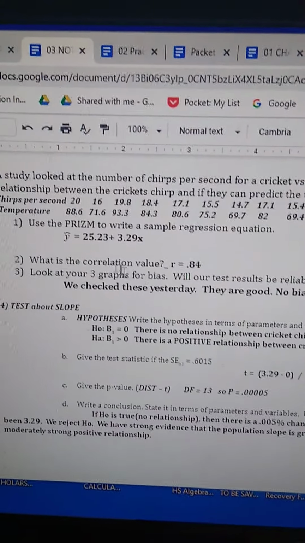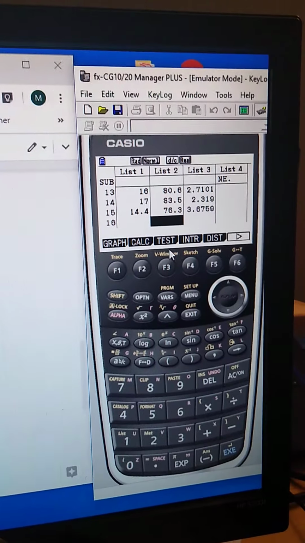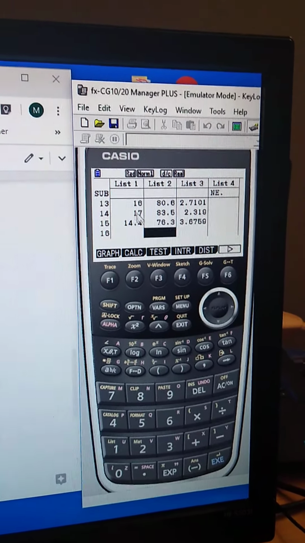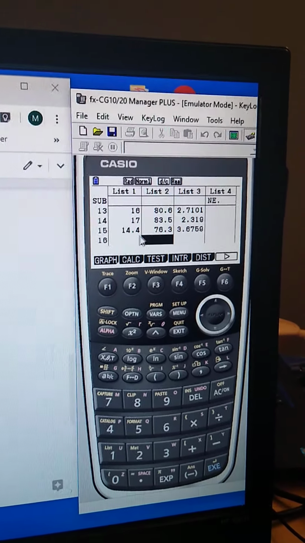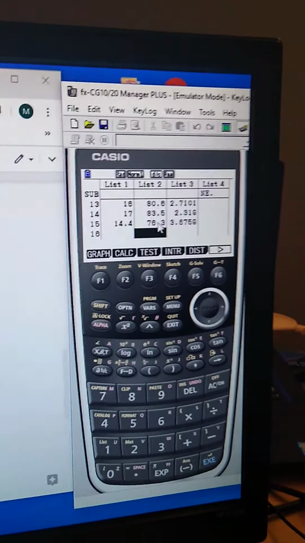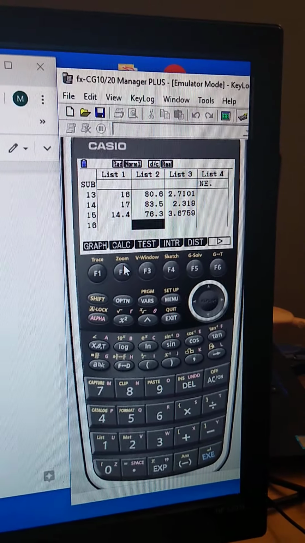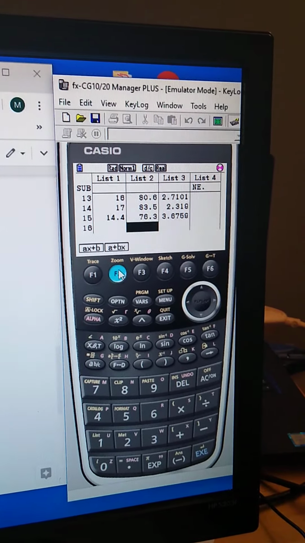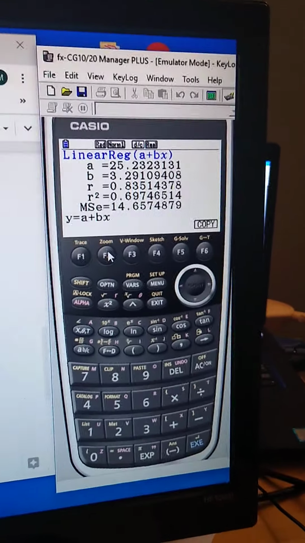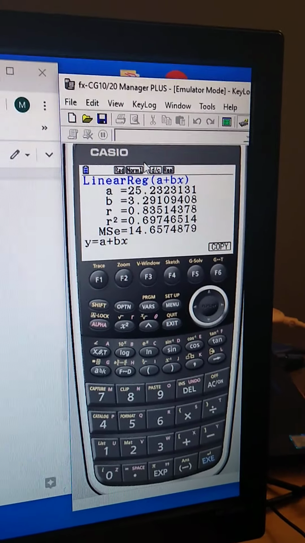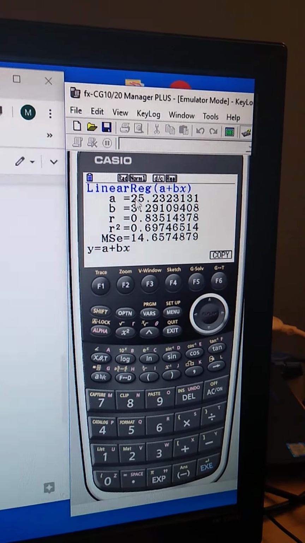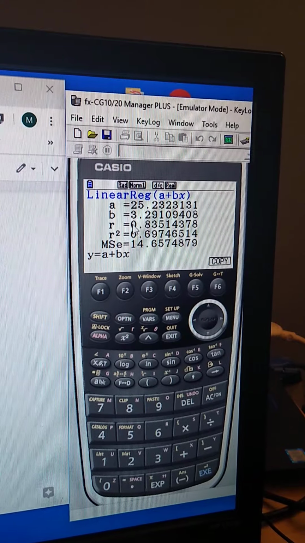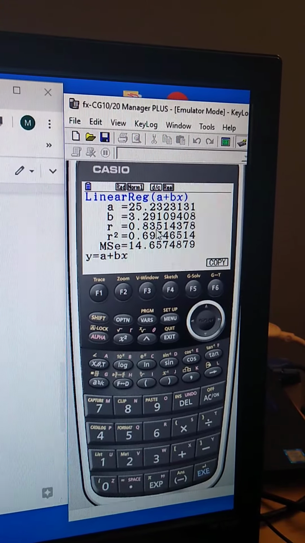First thing we're going to be asked for is what is the sample regression equation. You can see in my calculator I have all the data values listed, all 15 data values. Cricket chirps in X, temperature in Y. So we will calculate regression, X for linear, A plus BX, just like we've done before. And I need these three pieces of information: Y-intercept, A, B is the slope, R is the correlation value.